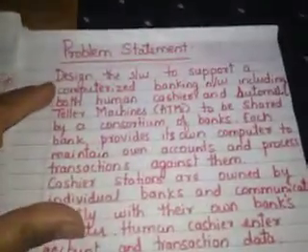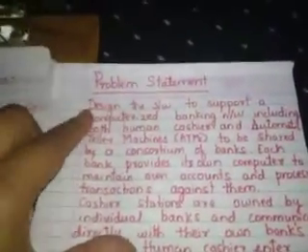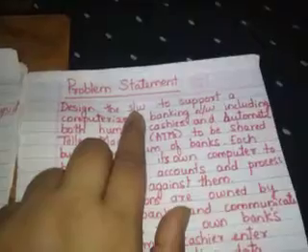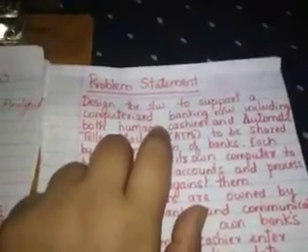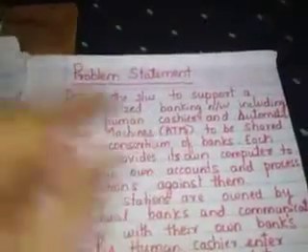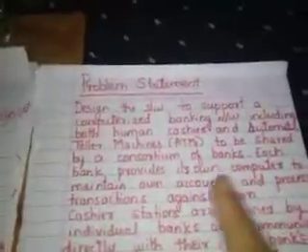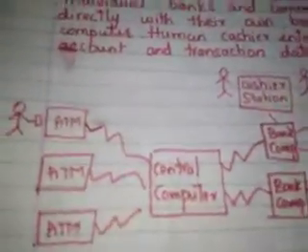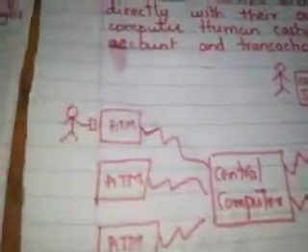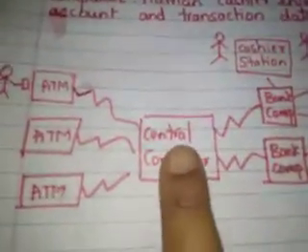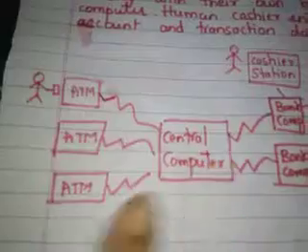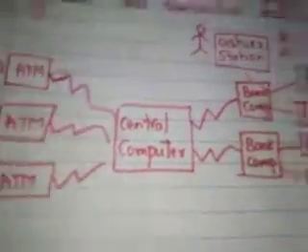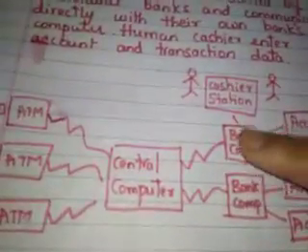Now, by looking at this particular statement, we have come to know that they want to develop software which supports both the manual working within the bank and also the working of the ATMs. So if you look at this diagram, they want a central computer, which is owned by the consortium, that is the association of the banks, and we have different banks.